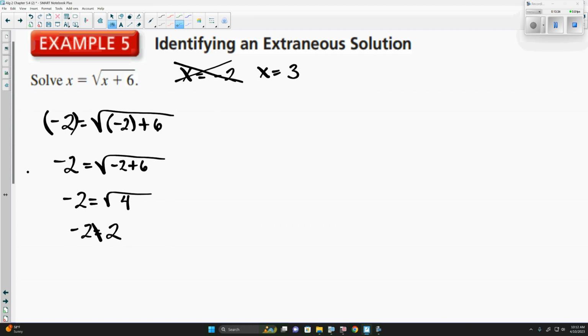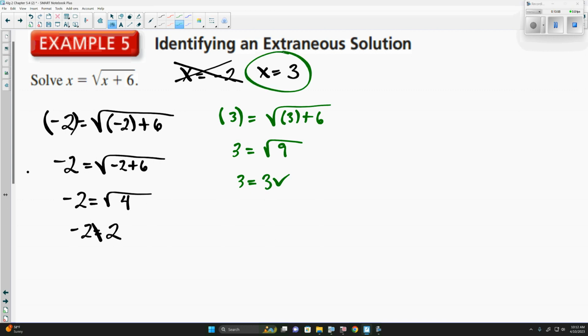We can do the same thing with 3. We can plug 3 in for x in both places. So on the left-hand side, we just have 3. That's the only thing on that side. The other side, we have the square root of 3 plus 6. Well, 3 plus 6 is 9, and the square root of 9 is 3. So x is equal to 3 is our solution.